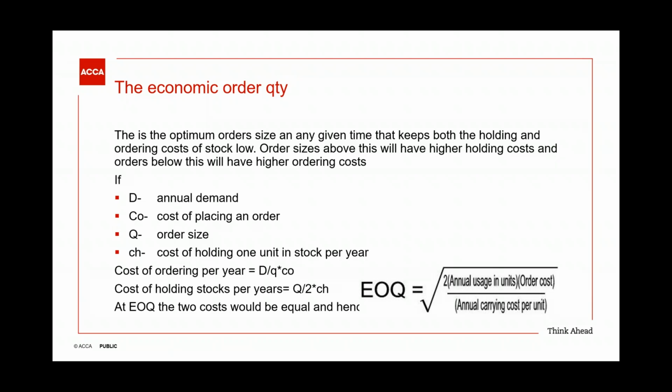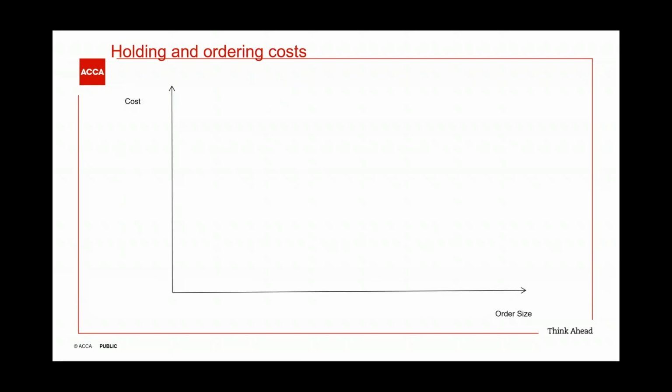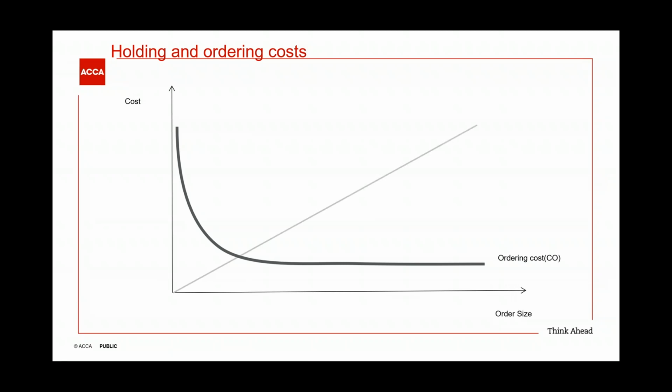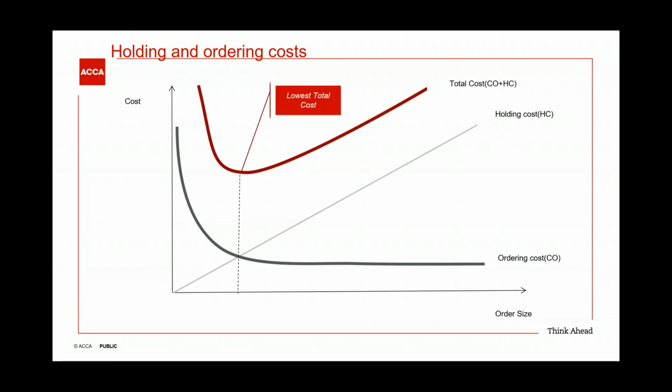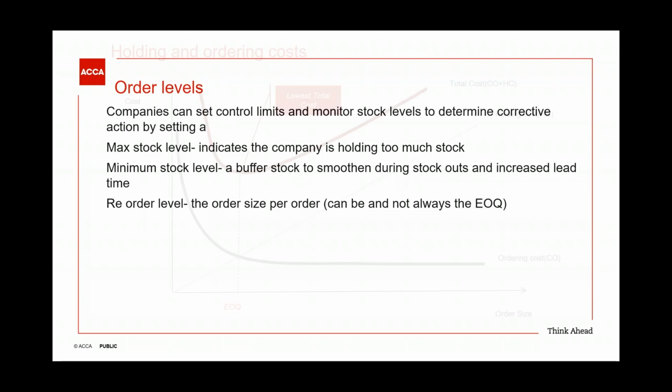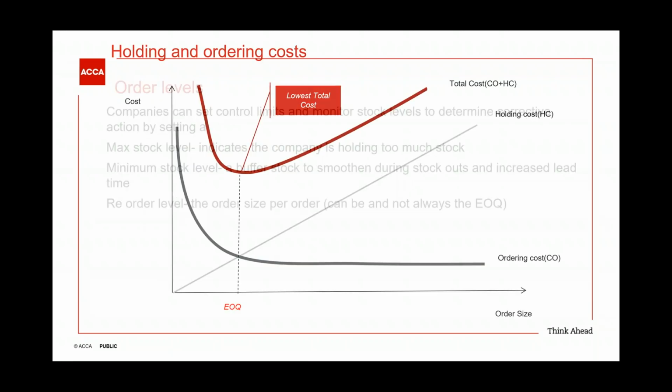So how does it generally work? What we see is, if you take cost versus order size, the more I order, my ordering cost will reduce, but the larger the order sizes, my average stock is increasing and my holding cost is increasing. So the EOQ is where your holding cost and your ordering cost are at their lowest point. And that's where the holding and the ordering cost are equal. And that's what we're always trying to do.